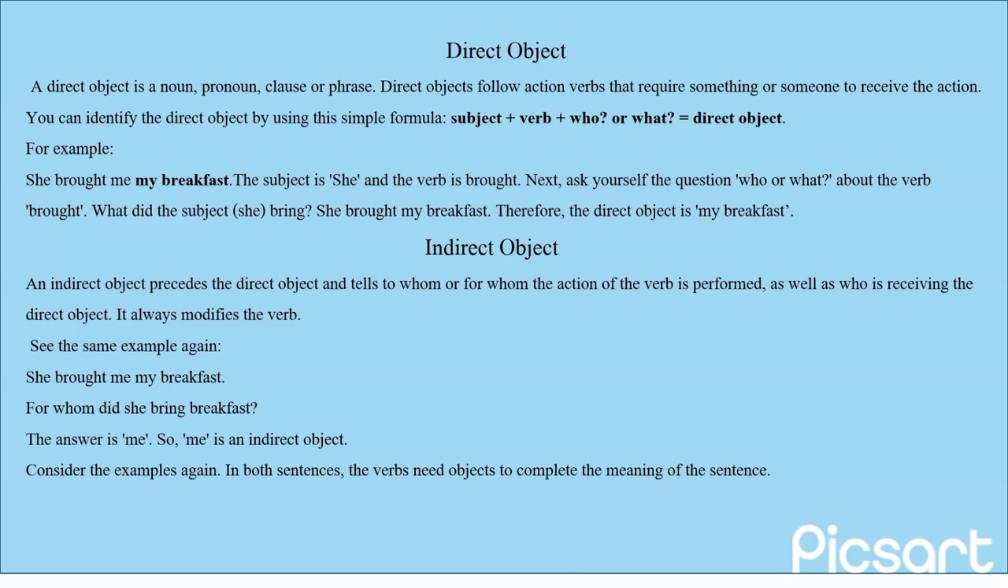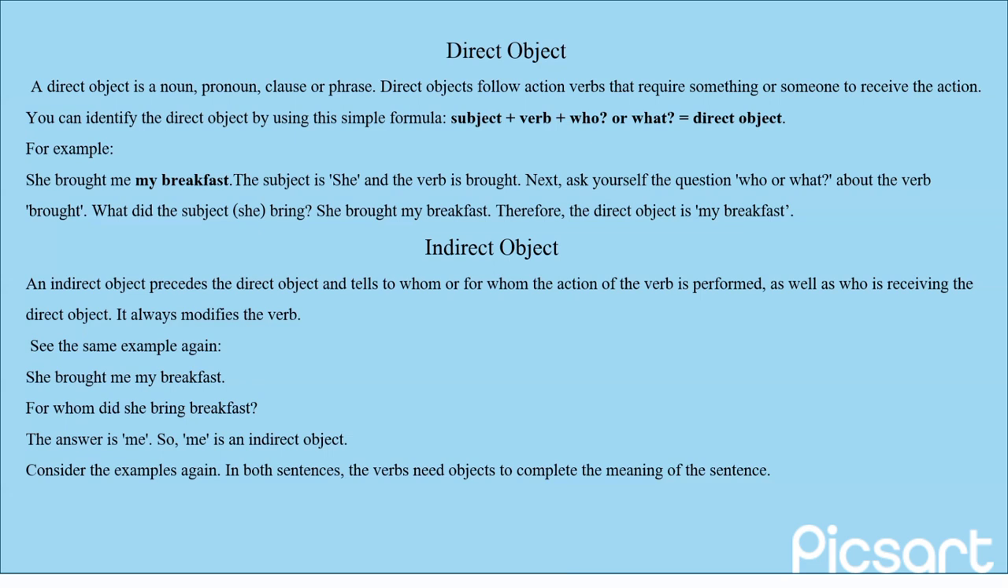An indirect object precedes the direct object and tells to whom or for whom the action of the verb is performed, as well as who is receiving the direct object. It always modifies the verb. So there are many examples. She brought me my breakfast. For whom did she bring breakfast? The answer is me. So me is an indirect object.